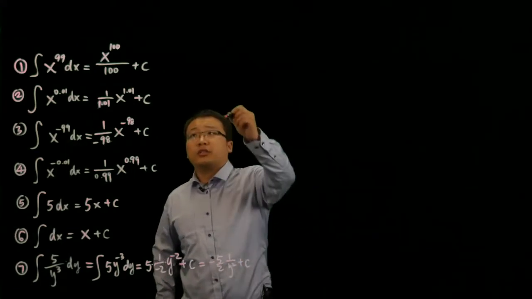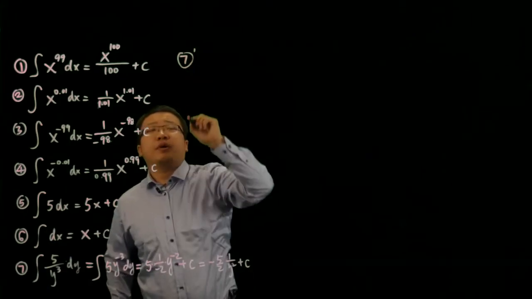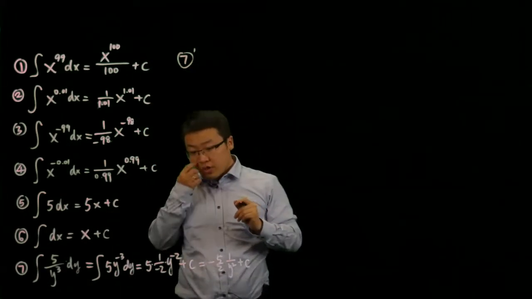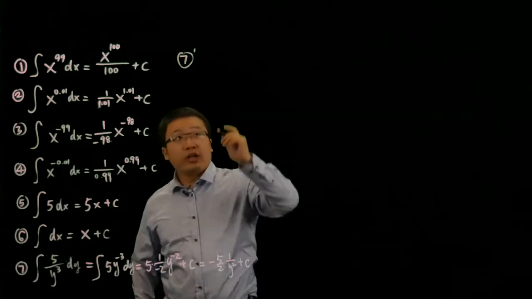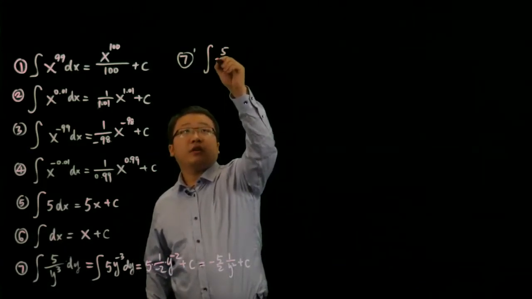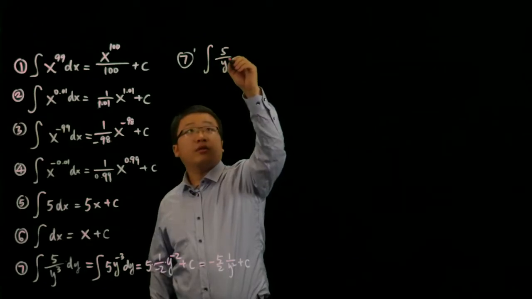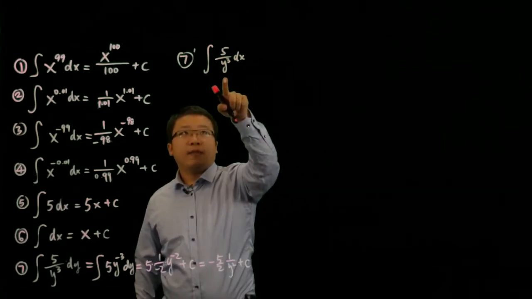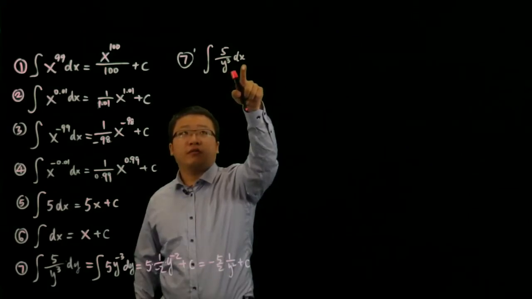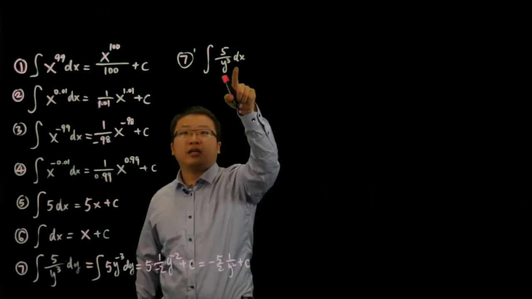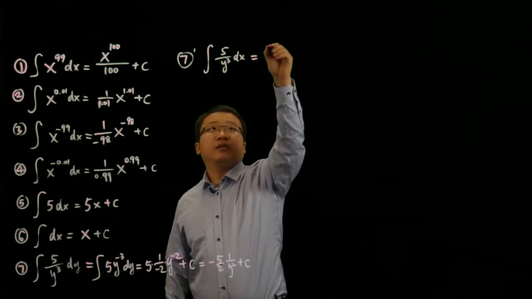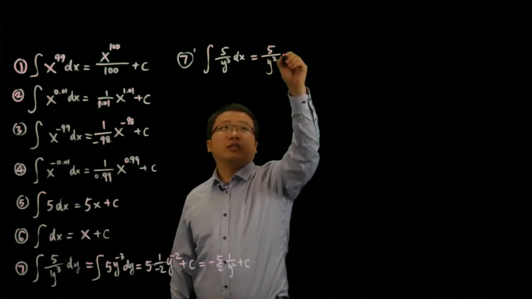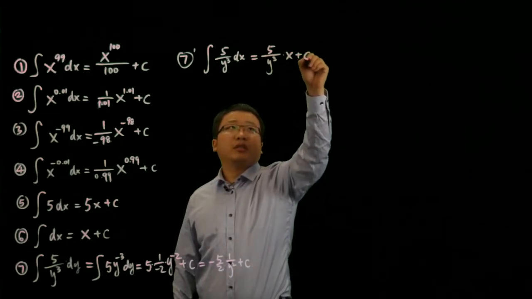Now, I'm going to create a similar question. This is a question from the back of the textbook: the integral of 5 over y to the third dx. Now, the variable is y, but you're integrating with respect to another variable. Therefore, for the variable of x, y is a constant. Therefore, this becomes 5 over y squared times x plus c.